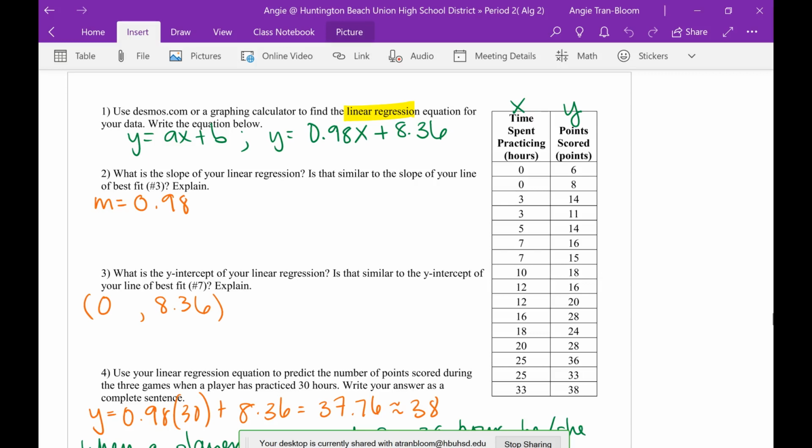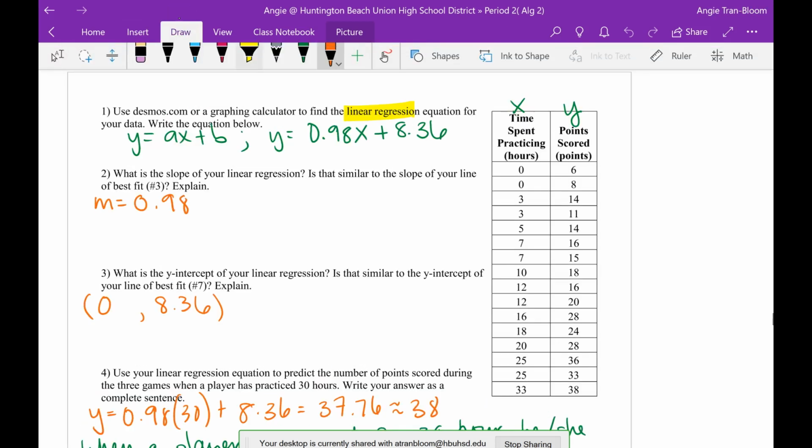Okay, so yesterday we left number 2, the second half of the question, blank because we did not have the data yet of your homework. Yesterday it says here, what is the slope of your linear regression? We found that already, 0.98. But the second question says, is that similar to the slope of your line of best fit in number 3?